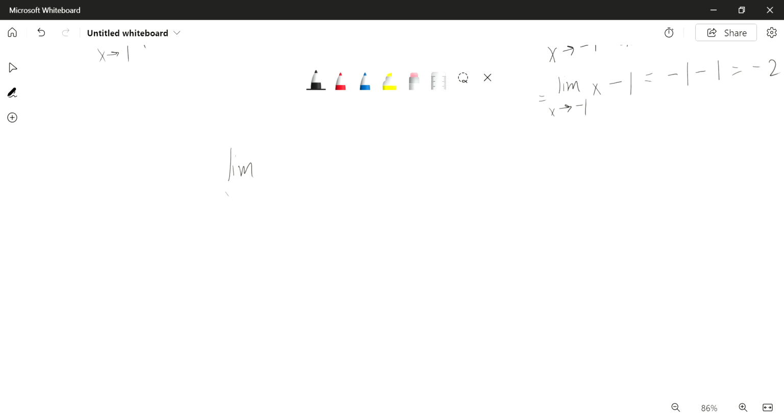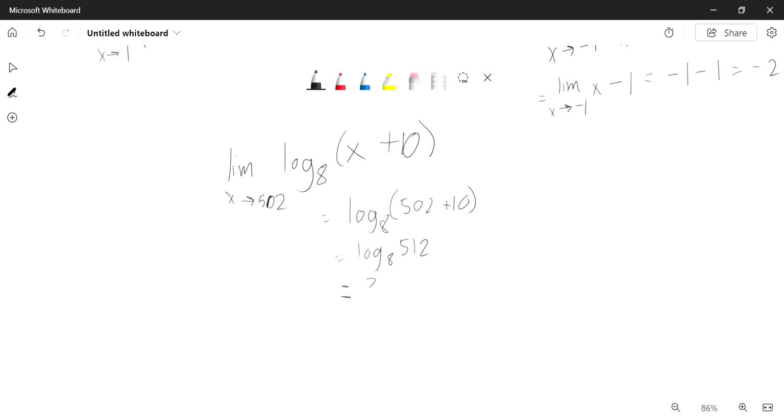Take the limit of log base 8 of x plus 10 as x approaches 502. This seems pretty easy, since you can just substitute 502 plus 10, giving you 512, and this just evaluates to a nice round number, 3.